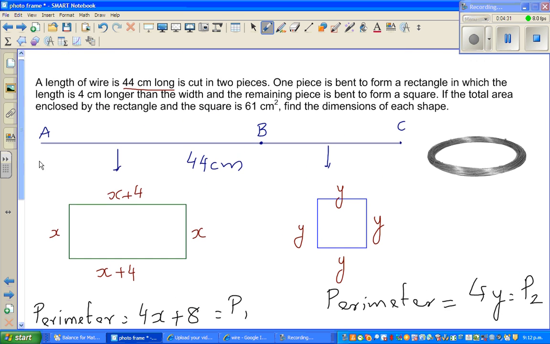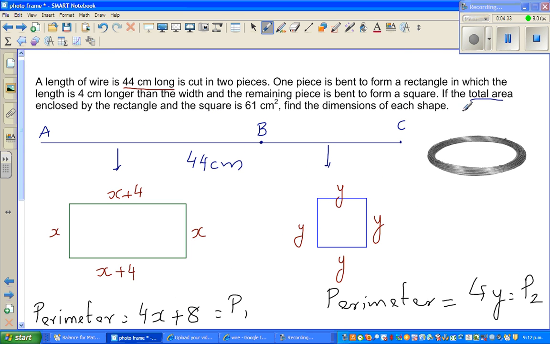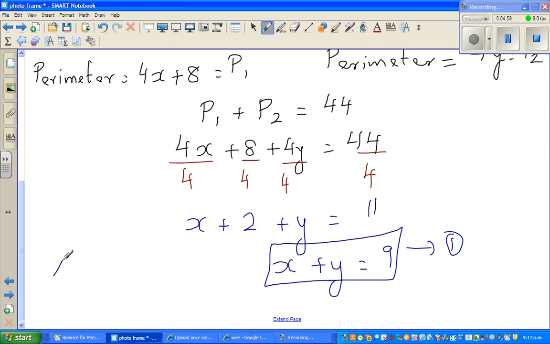Now, what is the second information that we have? The total area enclosed by the rectangle and the square is 61 centimeters squared. So the area of this rectangle is x times x plus 4, which is your A1. And the area A2 of this shape would be y squared. So what is A1 plus A2? Can I say A1 plus A2 is equal to 96?